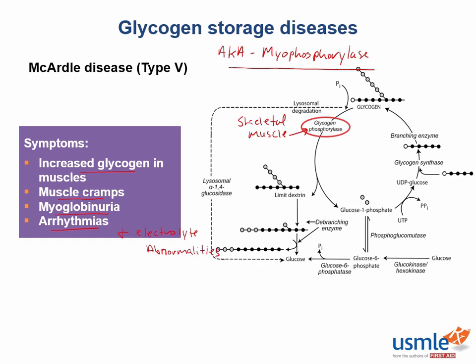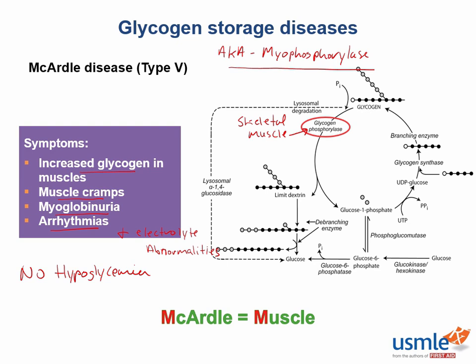Now, would you expect to see hypoglycemia in McArdle's disease? Well, actually the answer here is no, since McArdle's disease does not affect the liver, which breaks down glycogen stores into glucose for the rest of the body to use. So with that, blood glucose levels are usually unaffected in McArdle's disease.